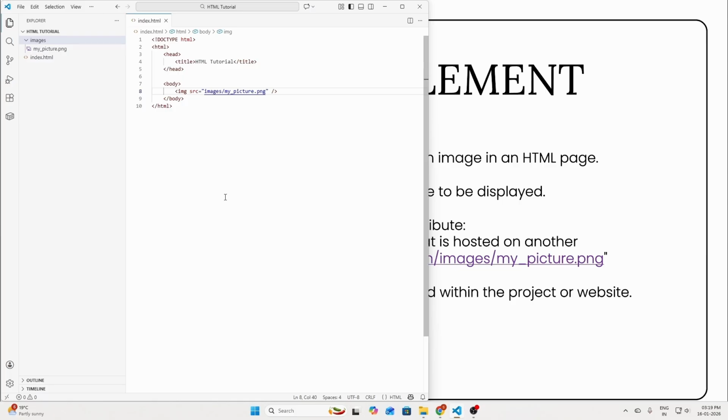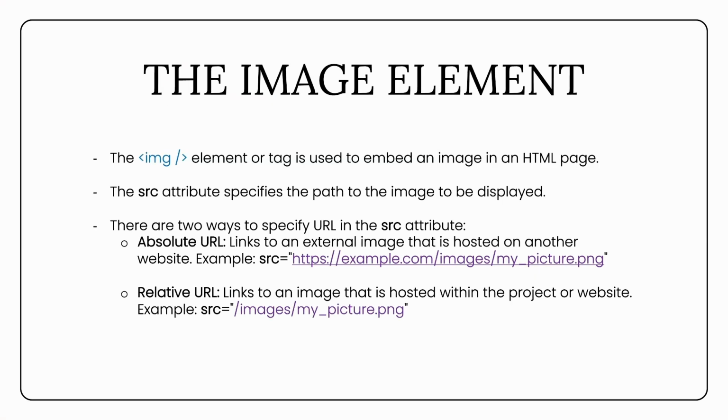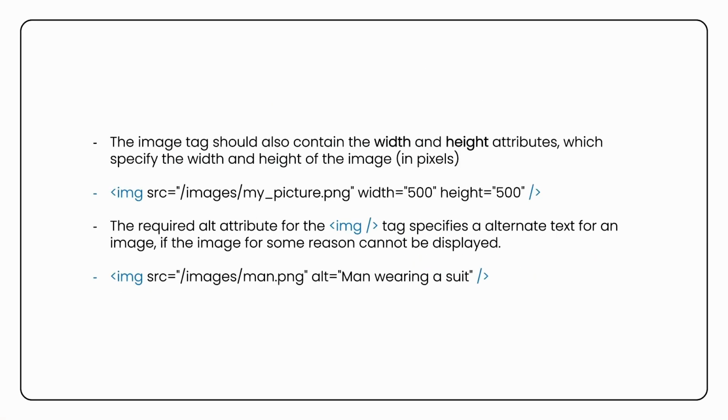Now the recommended way of defining a source attribute to the image element is to always use the relative URLs for image elements because they will not break if you change the domain. Then the image element should also contain the width and height attributes which specify the width and height of the image in pixels. So let's see an example of it also.